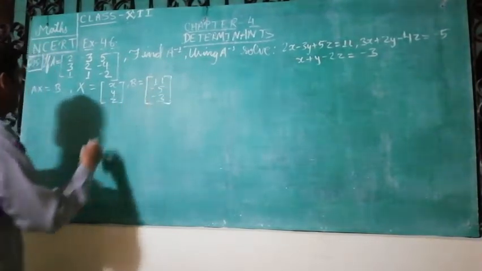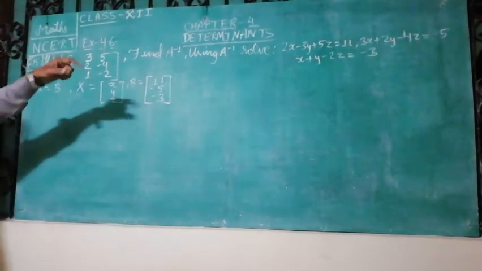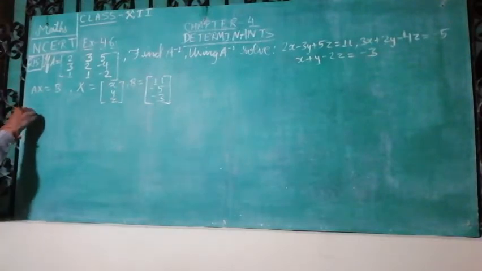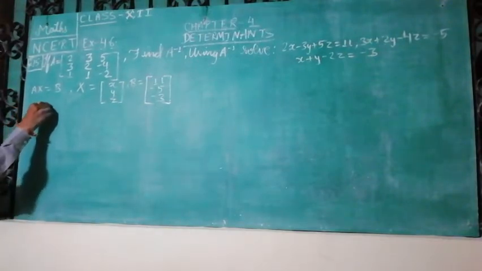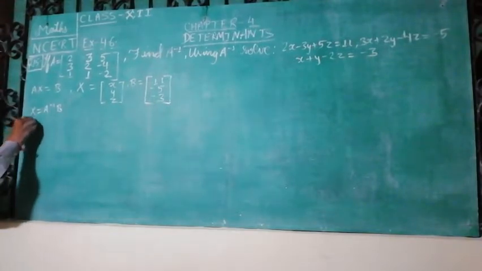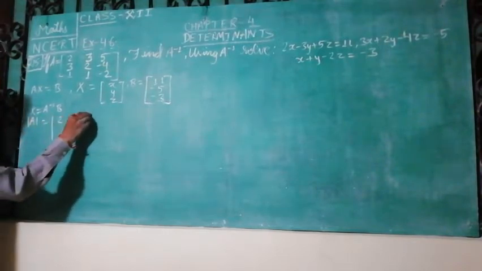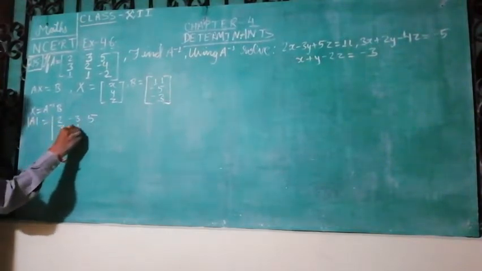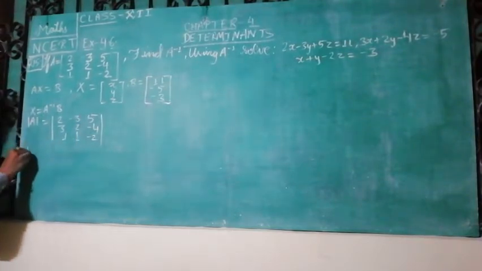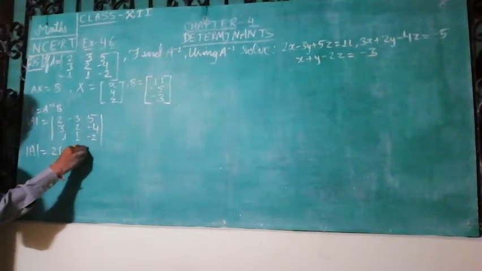So what is needed here? If AX is equal to B, A is already given in the question, so we can say that X is equal to A inverse B. For finding A inverse, determinant A is necessary, so that's why we are finding determinant A. Determinant A is the determinant of 2, -3, 5; 3, 2, -4; 1, 1, -2. Expanding it, determinant A is equal to 2 into -4 plus 4.